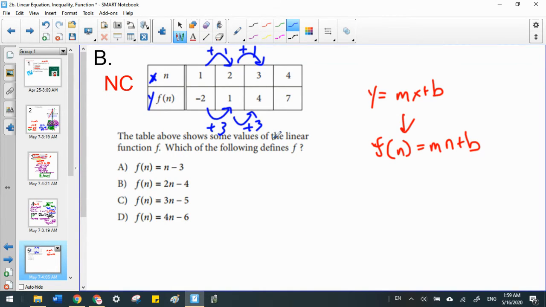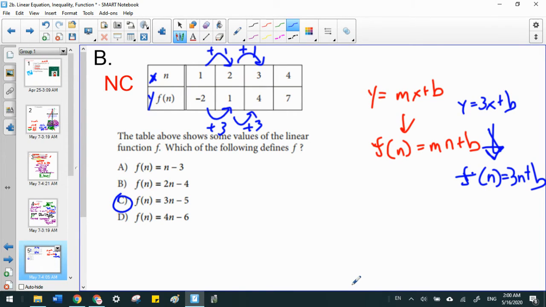And having that concept means that I know I am dealing with a situation where y is equal to 3x plus b, and knowing that tells me that I am going to be creating a function where f of n is going to be equal to 3n plus some other number. But for this question, I don't actually care because I know that f of n is equal to 3n minus 5, because that's the only one with a slope of 3. And understanding that relationship is why we know this is good to go.